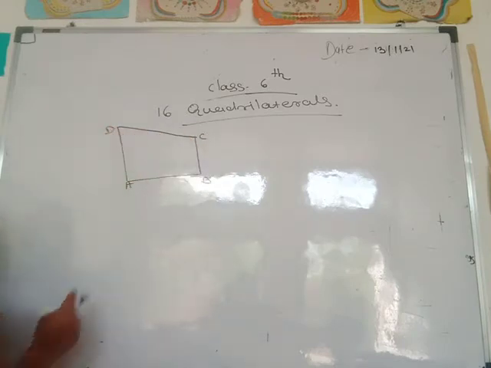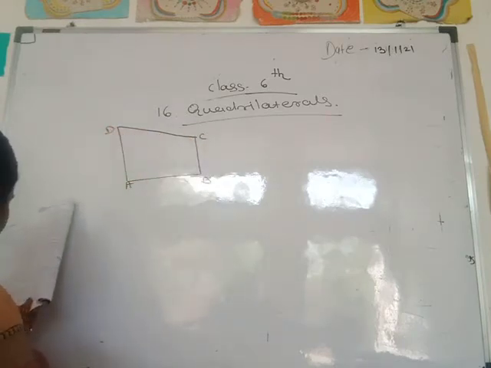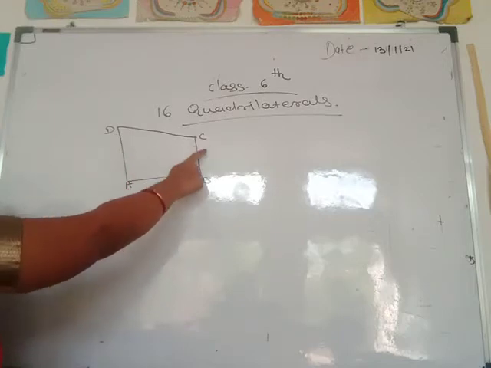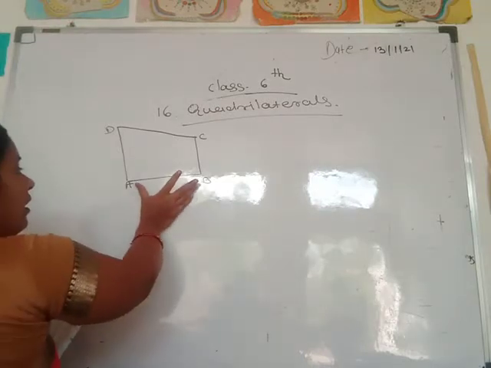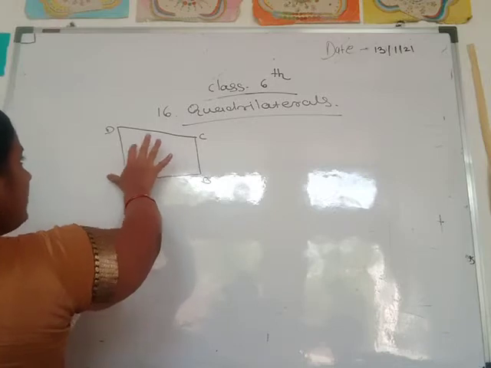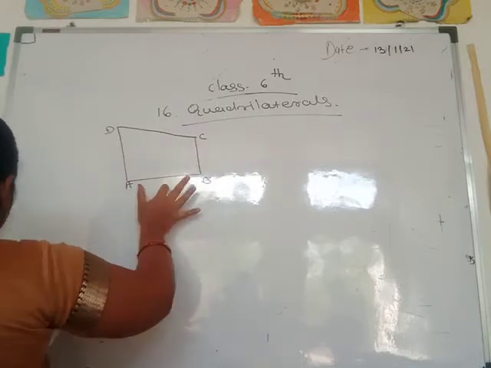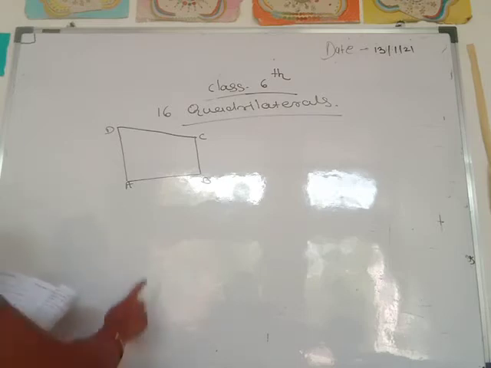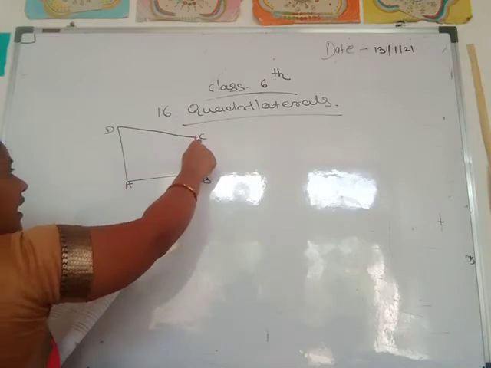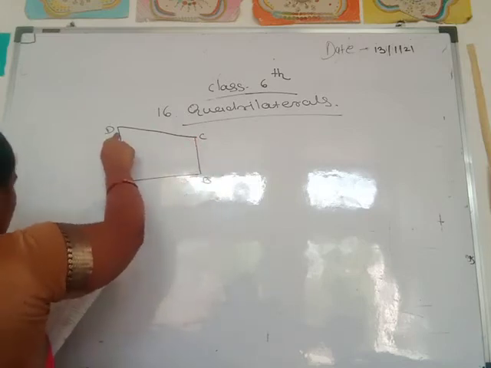See this picture of this quadrilateral. A quadrilateral is a closed figure. A quadrilateral is a closed plane figure formed by four line segments. And the four line segments that form a quadrilateral are called its sides.